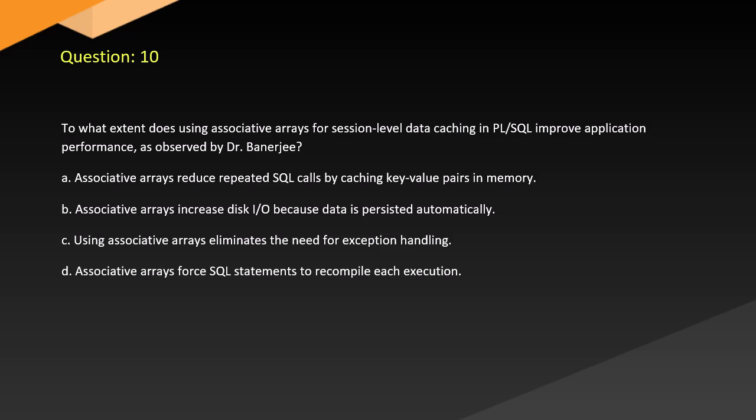Question 10. To what extent does using associative arrays for session-level data caching in ESQL improve application performance, as observed by Okta Banerjee? A. Associative arrays reduce repeated SQL calls by caching key-value pairs in memory. B. Associative arrays increase disk I/O because data is persisted automatically. C. Using associative arrays eliminates the need for exception handling. D. Associative arrays force SQL statements to recompile each execution.